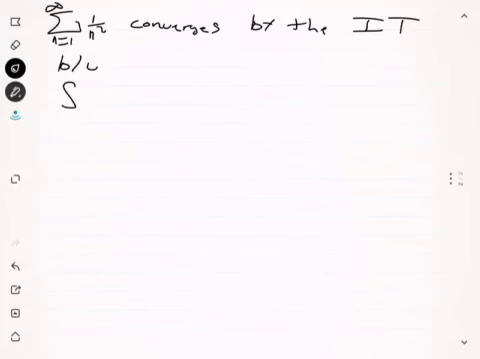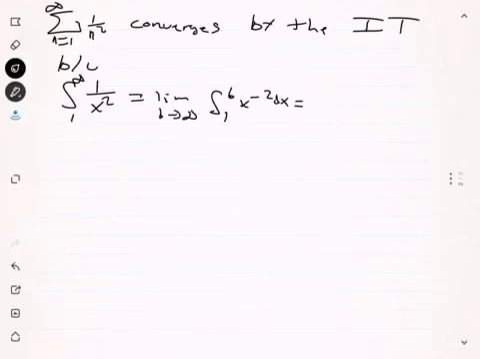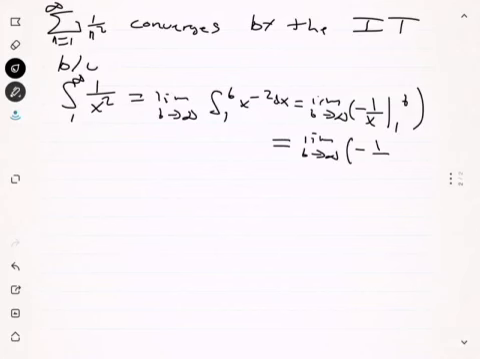the integral corresponding to the series is the integral of 1 over x squared as x goes from 1 to infinity, and this is the limit as b approaches infinity of the integral from 1 to b of x to the minus 2 dx, and this is the limit as b approaches infinity of minus 1 over x as x goes from 1 to b, and then you plug in the b and the 1, so you get the limit as b approaches infinity of minus 1 over b plus 1 over 1, and you get that the integral converges to 1.